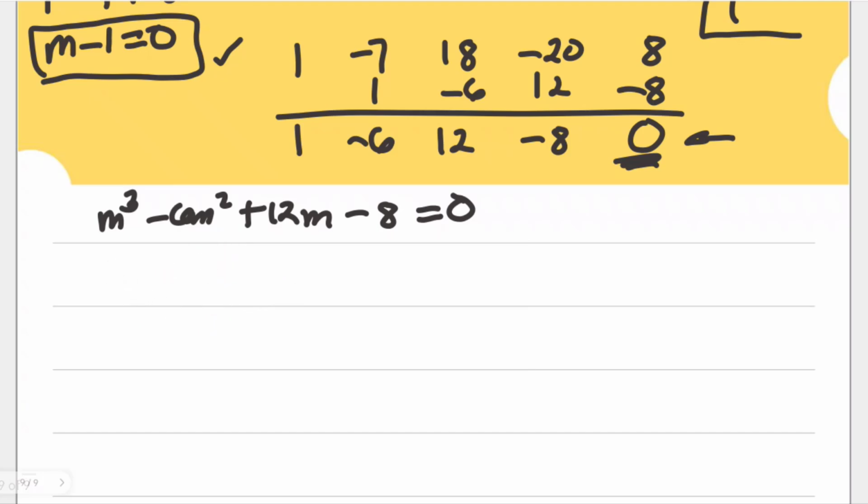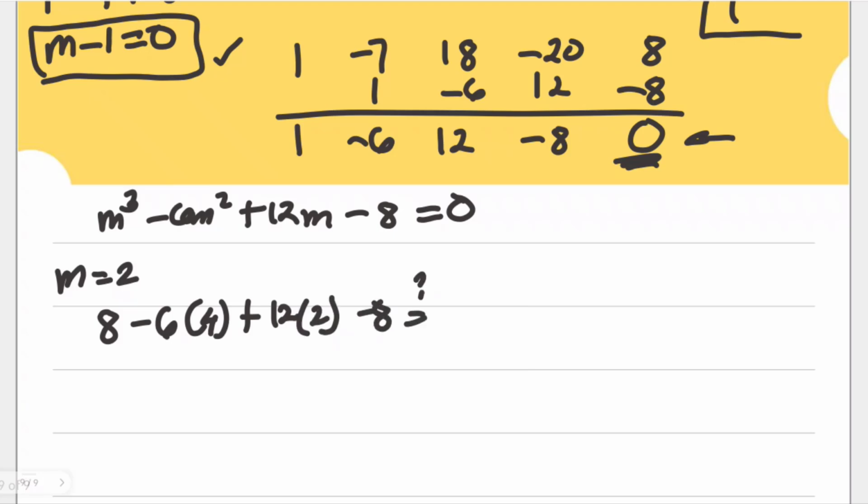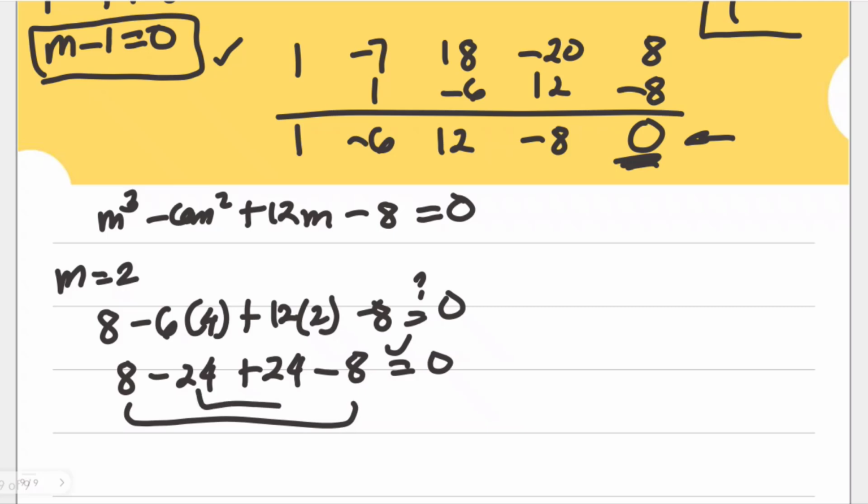Let's try 2. When m is 2, 2 cubed is 8, minus 6 times 4, which is 2 squared, plus 12 times 2 minus 8. Let's check if it's equal to 0. 8 minus 24 plus 24 minus 8. Obviously, that's 0. So 2 is the second root. Okay? So using that, our second factor is m minus 2 equal to 0.